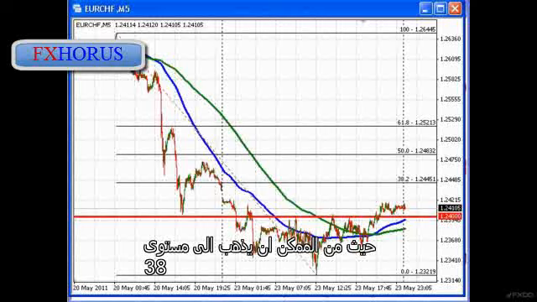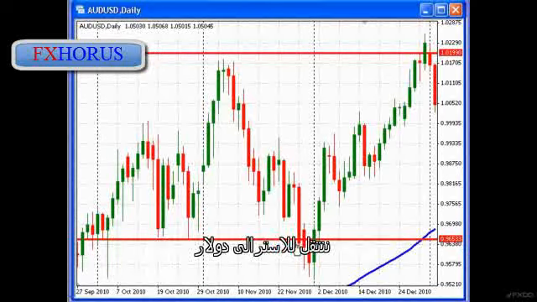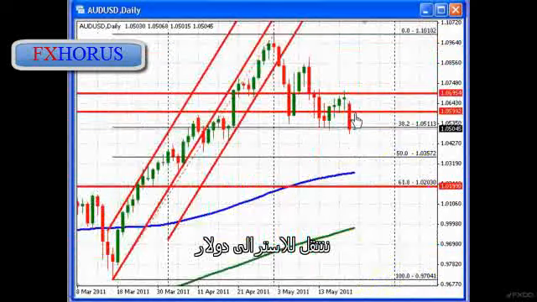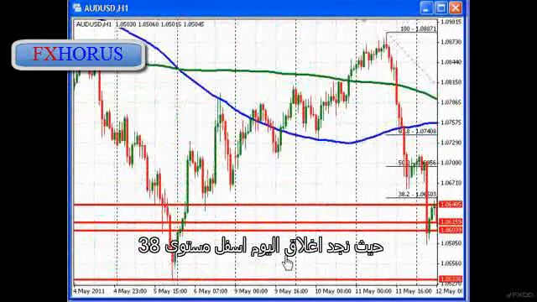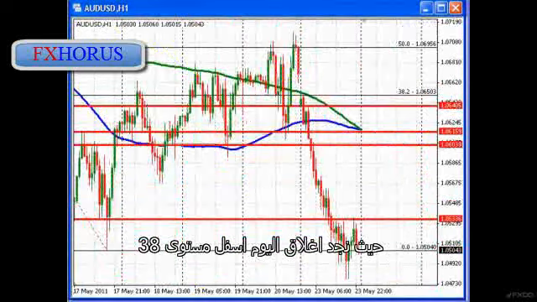The Aussie versus US dollar, as we head into their session, came off today and fell below the 38.2% retracement, and is currently still below the 38.2% retracement. That level comes in at 105.11, and staying below that 105.11 is what we're going to be looking for in that currency pair.